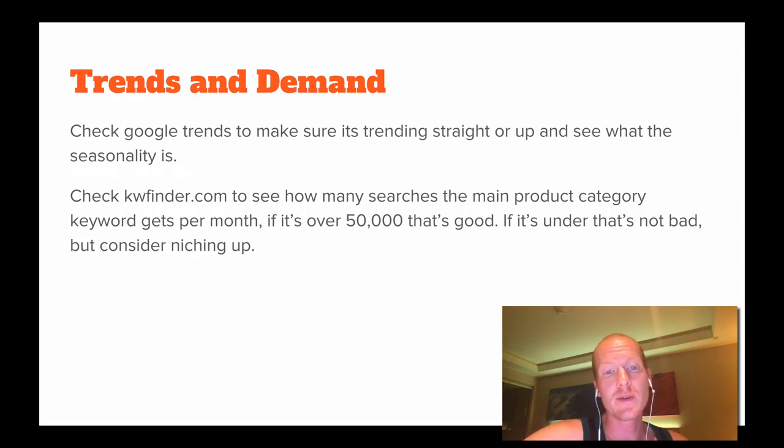And then check KWFinder.com. See how many searches the main product category gets per month. If it's over 50,000, that's good. If it's under, it's not that bad. It just means that you might need to niche up to multiple product categories, or at least plan on selling multiple product categories, but still keep that branding under one specific product category.